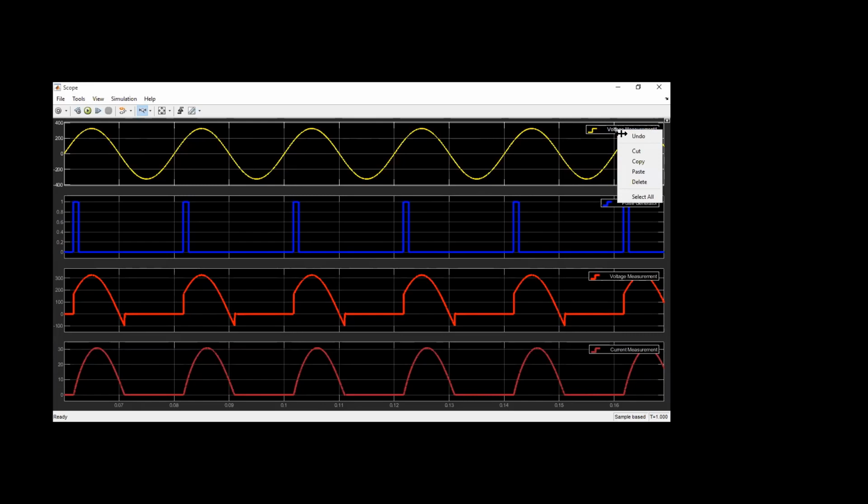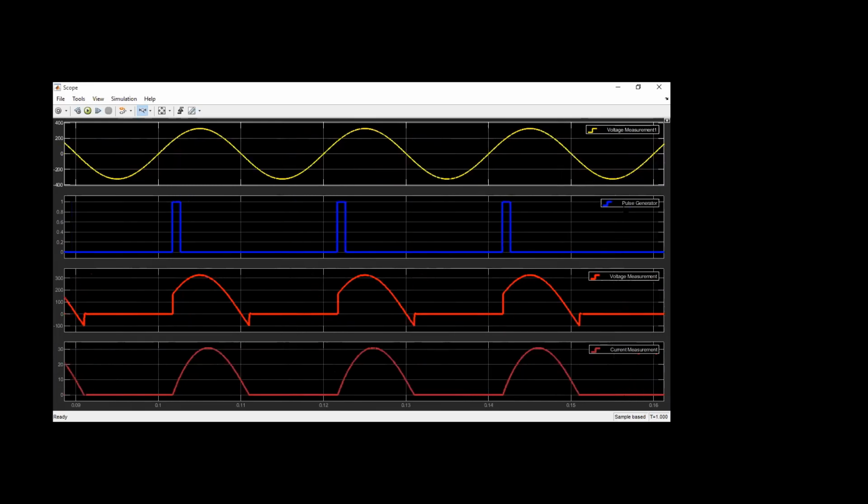The first one is the voltage measurement. The second one is the pulse generator. The third one is the output voltage. In the scope, you can write output voltage, input voltage, the pulse generator of input, then output current. Everything can be written. So what we have done: first we saw how to design a circuit, and then how to process the result.